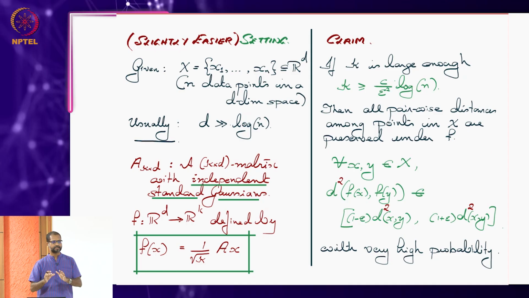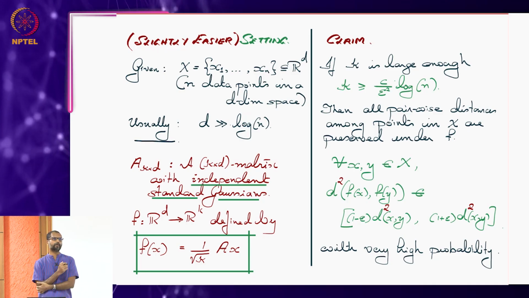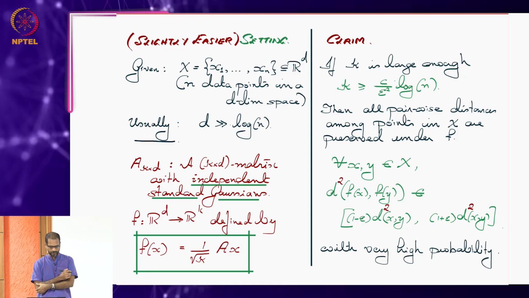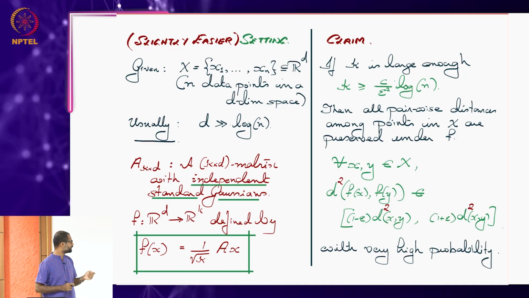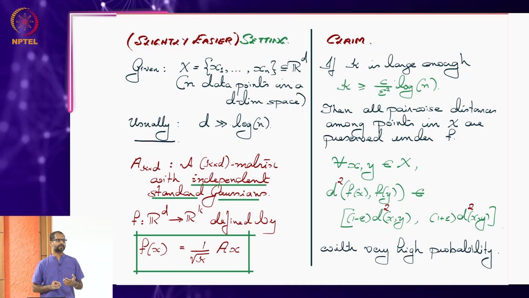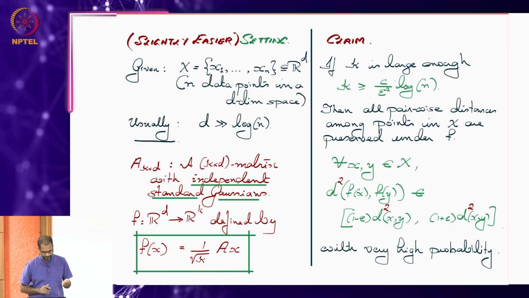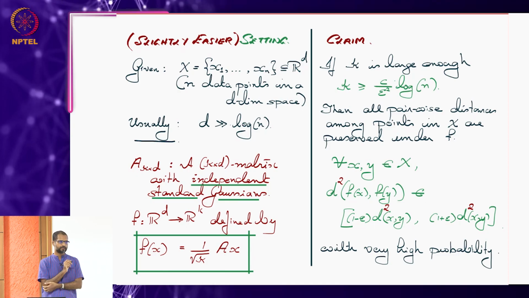But this is the modern or the newer or easier to analyze and easier to implement setting of this random projection. So what you do is you design a matrix, you don't design, in fact you randomly generate a matrix A. It's a k by d matrix, so you have k rows and d columns.